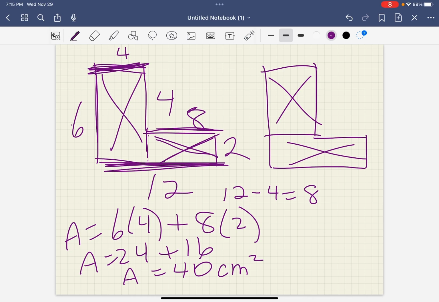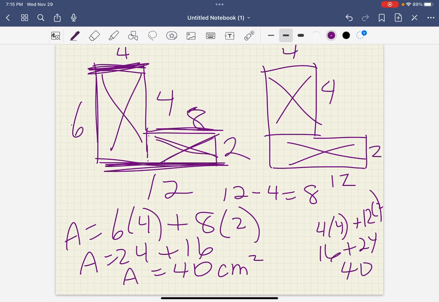Okay, so then if we do it over here, this was a 4 and a 4. We now know that, well, this is a 12 and that's a 2. So this way would be 4 times 4 plus 12 times 2. So 16 plus 24, which is 40. So it doesn't matter which way you do it. If you use the first method or the second method, you're going to get the same answer.